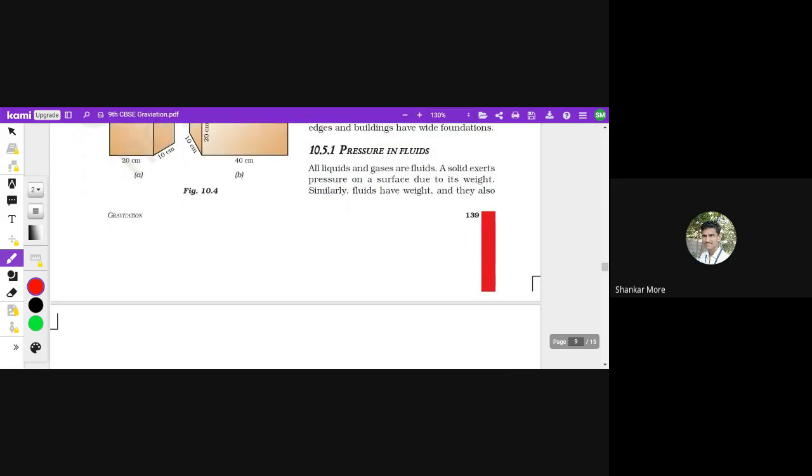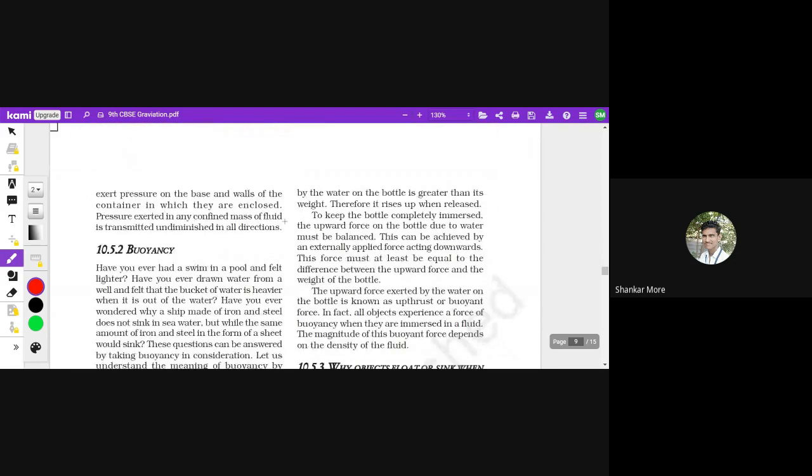Now pressure in fluids, all liquids and gases are fluids. A solid exerts pressure on surface due to its weight, similarly fluids have weight and they also exert pressure on the base and walls of the container in which they are enclosed. Pressure exerted in any confined mass of fluid is transmitted undiminished in all directions.